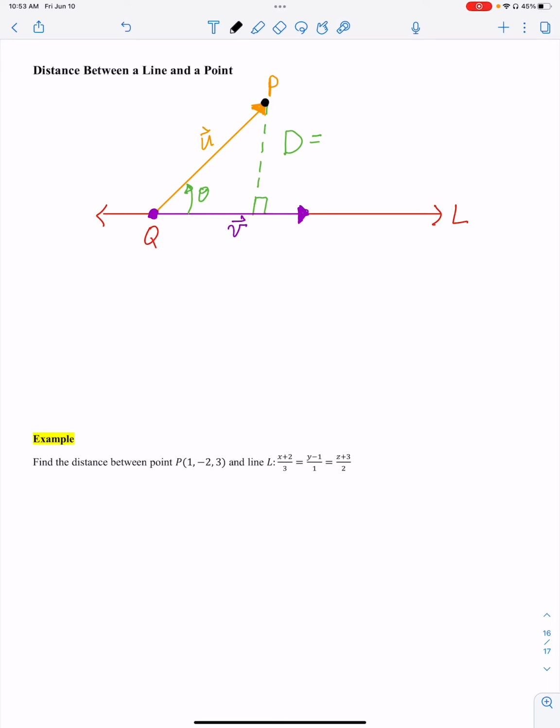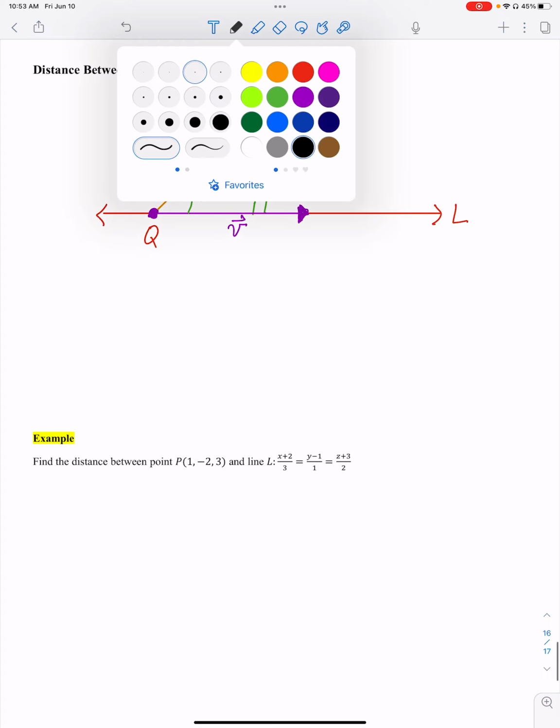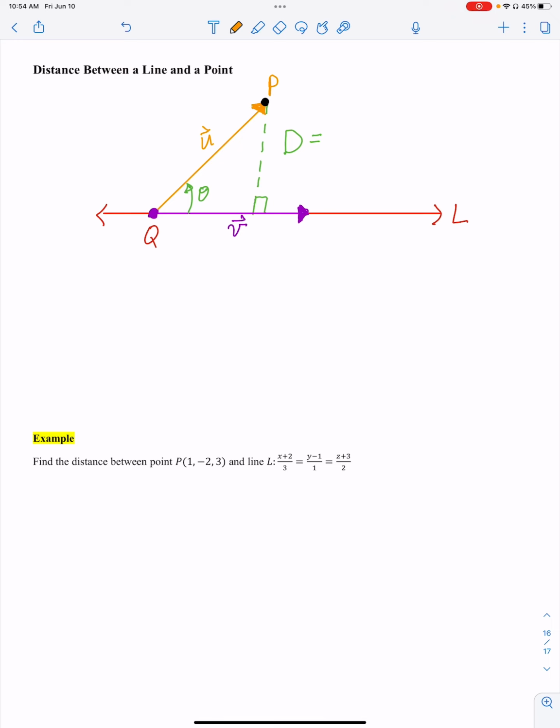In this video, we'll finish up our discussion of section 11.5 with distance between a line and a point. So, I drew a picture here, my line being the red line on the bottom, the point being the black point at the top, P. And then I drew a few things. The distance that we want to find is always perpendicular distance. So we want to find the green dotted line. I labeled it with a capital D there.